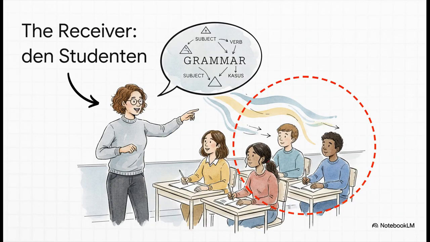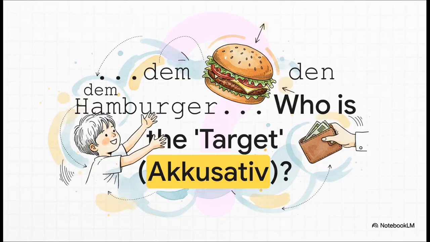The teacher, that's the nominative, is explaining the grammar, the Akkusativ, to the students, our Dativ. And you can see that plural Dativ rule we just talked about right there, with den plus the en ending on Studenten. Okay, one more. In German, you might say, Kannst du dem Kind den Hamburger kaufen? Or, can you buy the hamburger for the child?